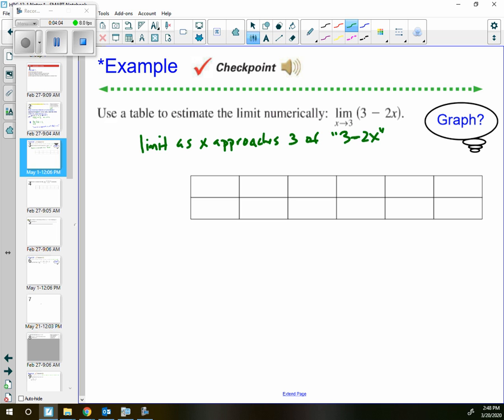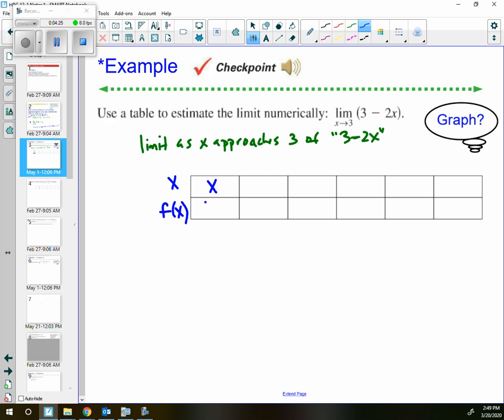So what is that approaching? What we're going to try to figure out is, as we get closer and closer to 3, what does 3 minus 2x do? So we're going to do a table. And we're actually going to do this on our graphing calculator a little bit too, so we can help see this. So we're going to make up a table. We're going to look at the x values and the f of x values. And what we're trying to find is what it's getting closer and closer to.